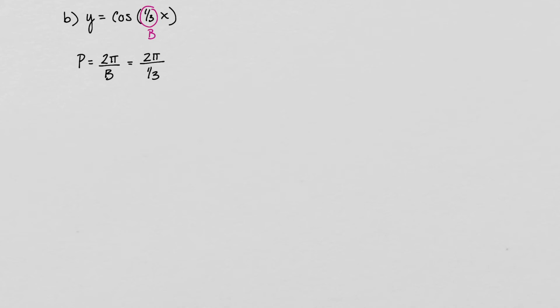Remember, if you're multiplying or dividing by a fraction, you have to do keep, change, flip. So keep the top, change the division to multiplication, flip over the bottom. So it's now times 3 over 1. Remember, you can always think of this as 2 pi over 1. So on the top I have 6 pi, and on the bottom I have 1, and so that's just 6 pi. So my new period here is 6 pi.